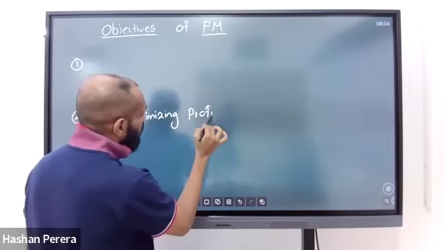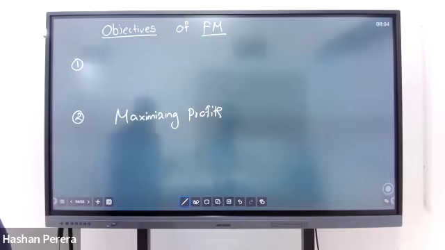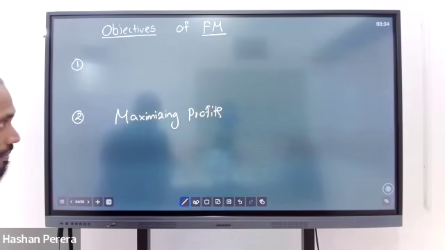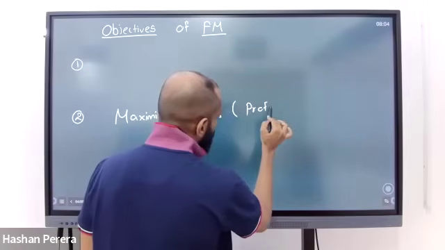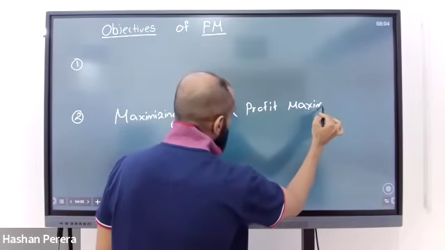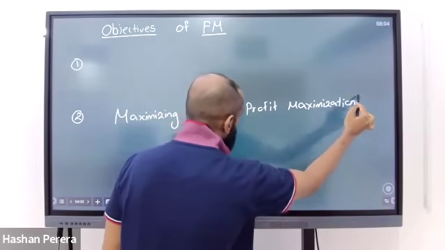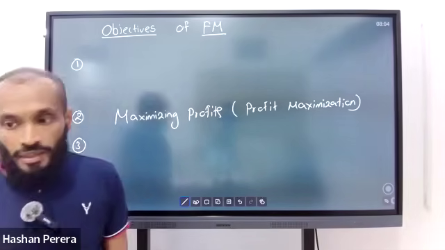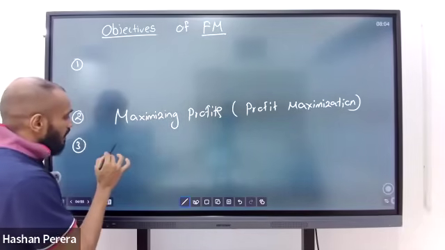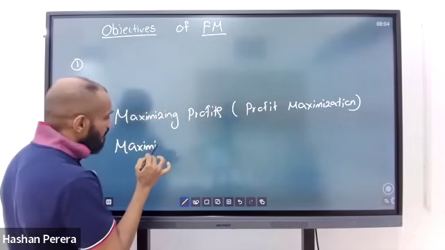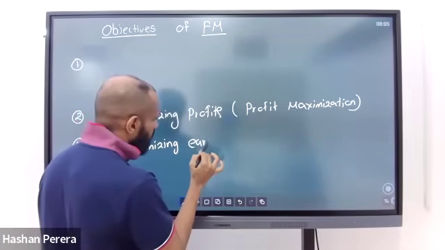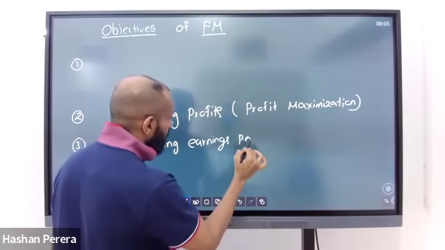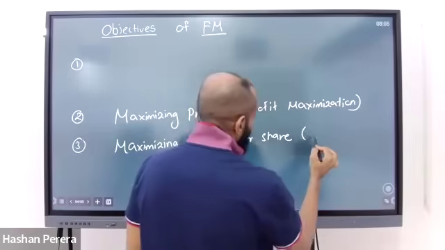Maximizing profits, or profit maximization. That is also fine. Next point, number 3: maximizing earnings per share. We call this EPS.